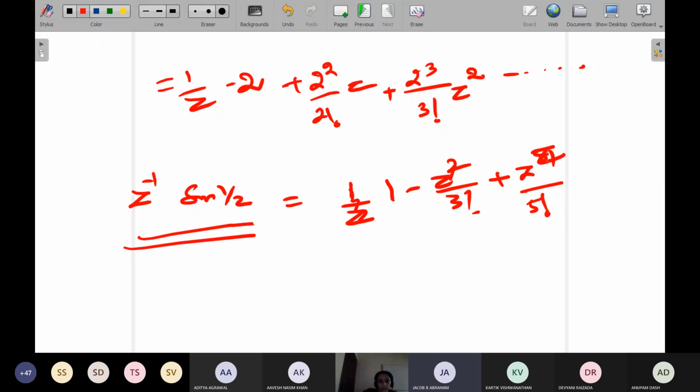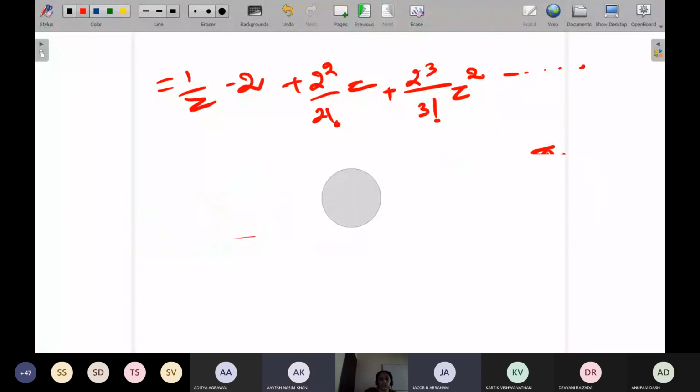Ma'am, I'm getting 1 by z square minus 1 by z raised to 4 by 3 factorial plus 1 by z raised to 5 factorial. I will do it myself. Yes, ma'am. That's correct, ma'am.